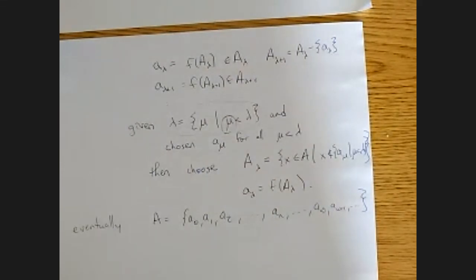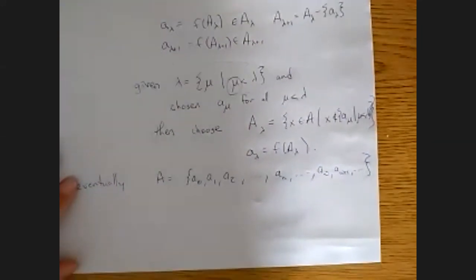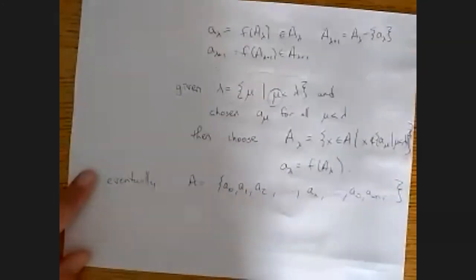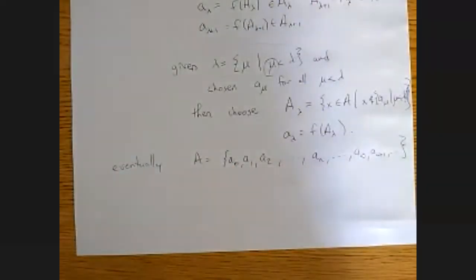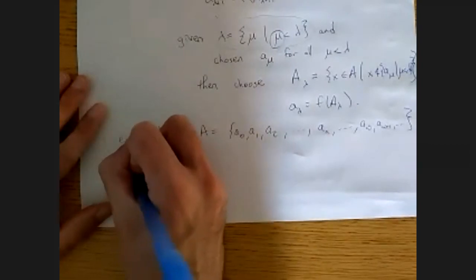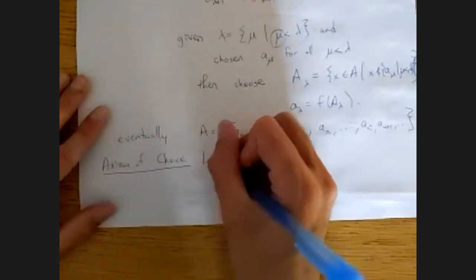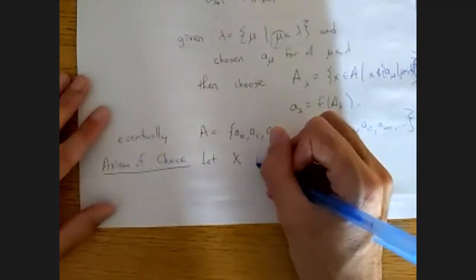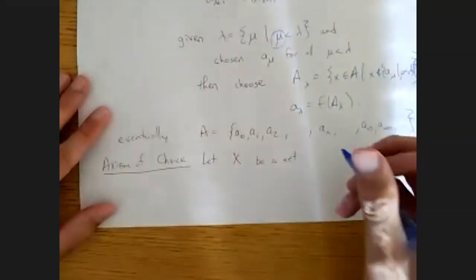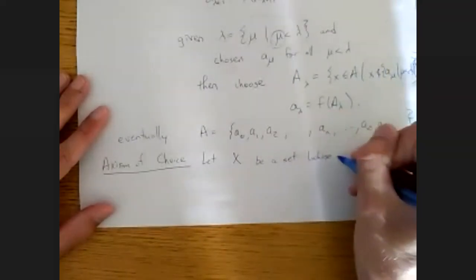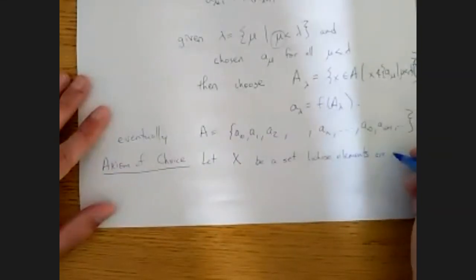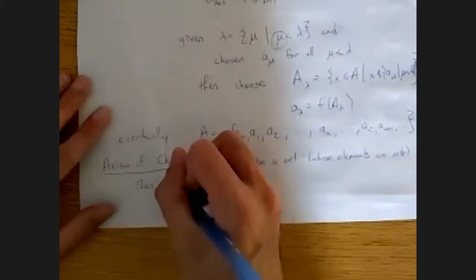Okay, so when we talk about the axiom of choice, there's actually three things that we can be talking about. We have the axiom of choice, which says let X be a set, and naturally whose elements are sets. Then there exists a choice function for X.